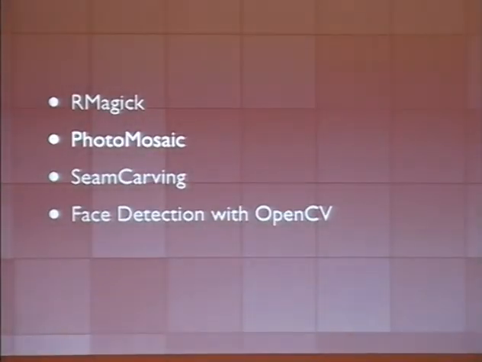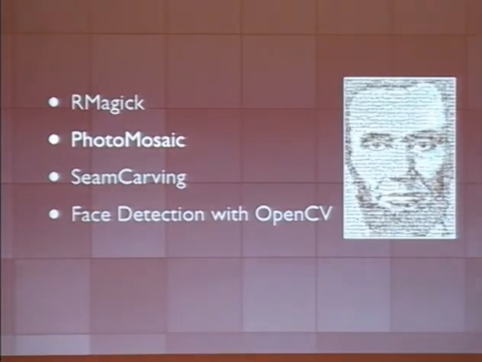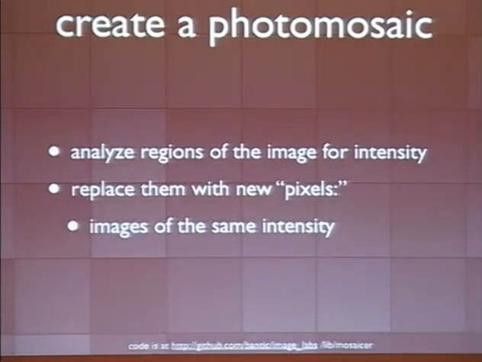Okay, so let's talk about how to make a photo mosaic. The first step is figuring out how you translate what you see into code. So how is a photo mosaic actually created? The way it works is you take an image, and we're going to replace the smaller chunks of that image with other images that closely match those chunks in their brightness values.